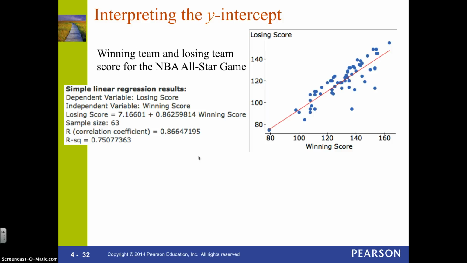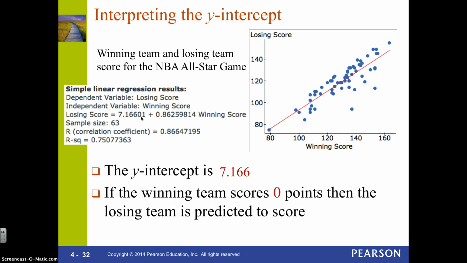Okay, so again, here's my example. In this case, what's my y-intercept? Well, it's this number here, and the way this writes, it's at the front, so it's 0.716601, or again, we can do a little bit of rounding. That means if the winning team scores 0 points, then the losing team is predicted to score 0.7166 points. But does this make sense?